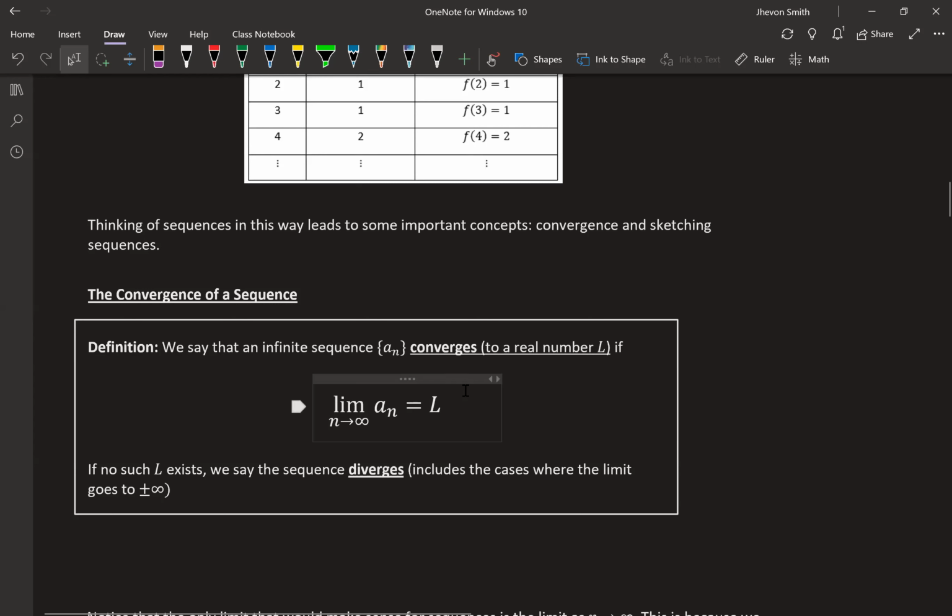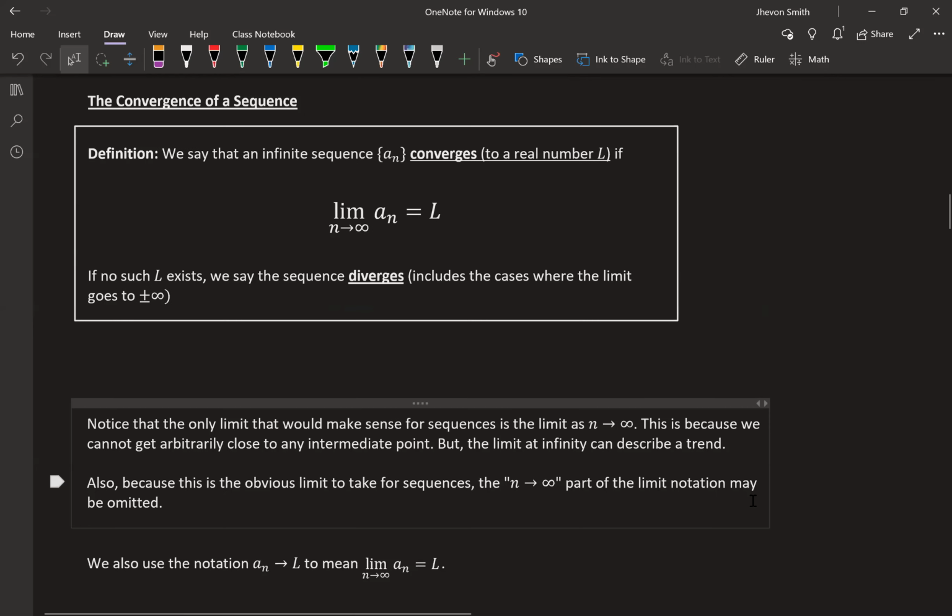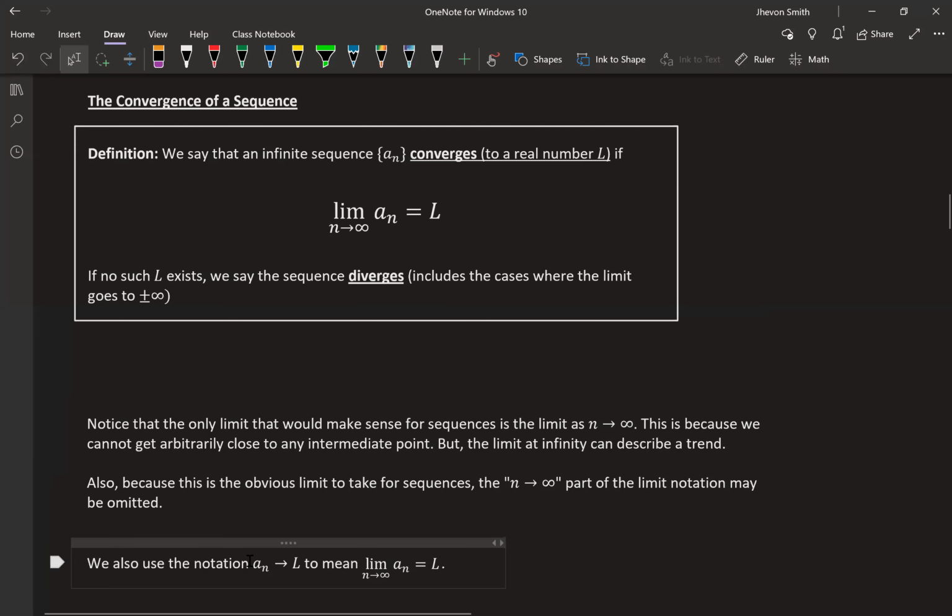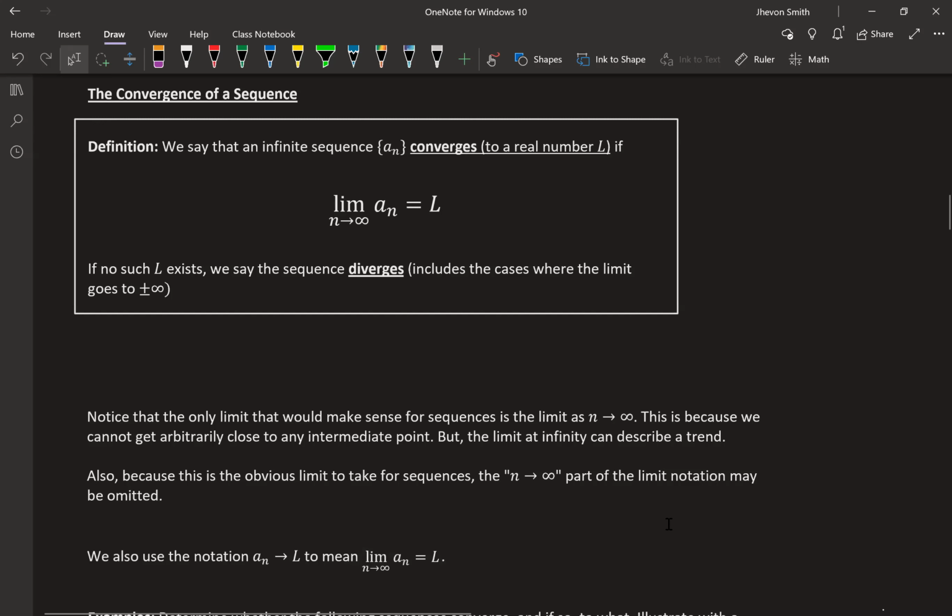Now, it's always going to be the limit as n approaches infinity. So once you know you're in the context of sequences, the limit is always going to be as n approaches infinity. And so there are times when we're talking about sequences that we might actually leave off the little n approaches infinity part because it should be obvious to the reader that we mean that. We also have this notation. We can just write an arrow, a sub n approaches L, to mean that the sequence converges to L. So we can do that.